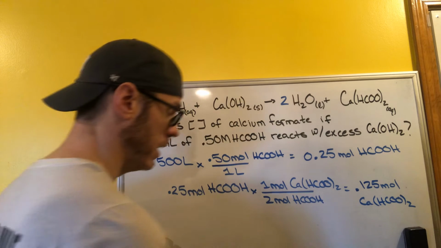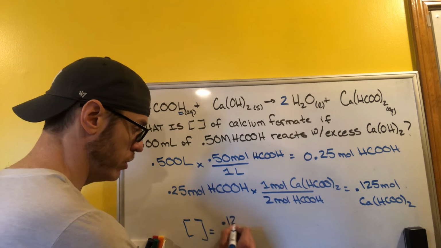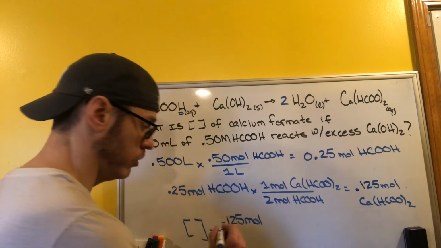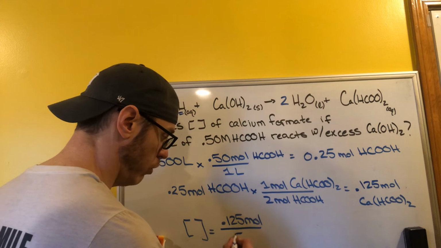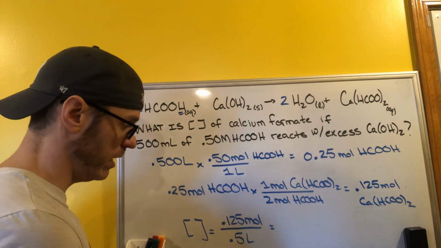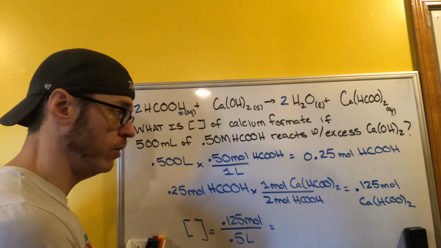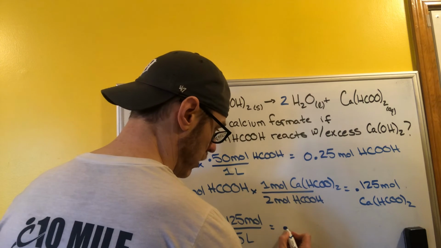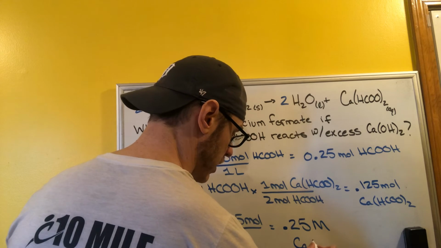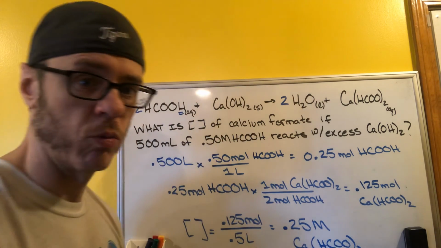Get something like this. Now we got to do concentration, so our little bracket here, we're going to get 0.125 moles. See, we got it from right there, 0.125 moles, divided by our total volume, which is still a half a liter. We haven't added any water to it. So we get something that looks like this. So 0.125 divided by half, which means 0.125 times 2, we get 0.25 molar calcium formate. And there we go.